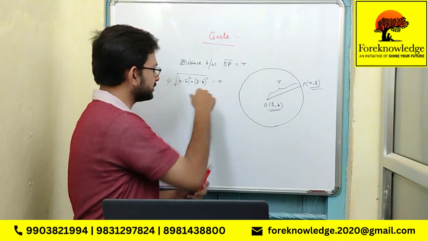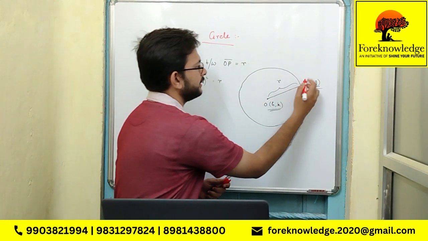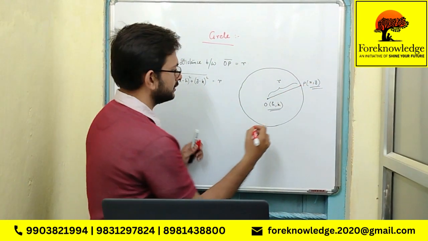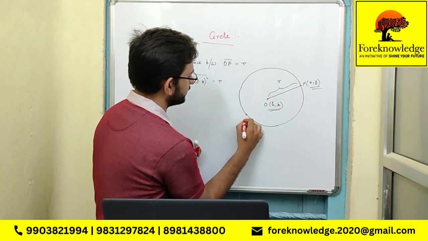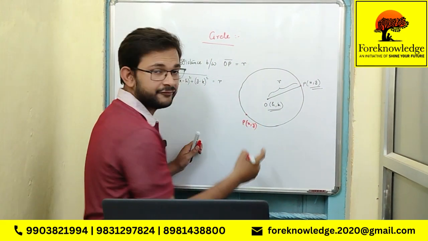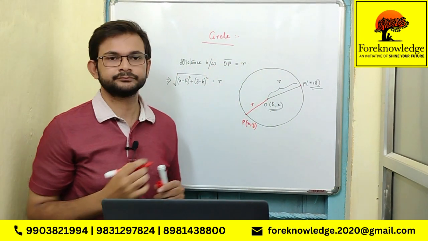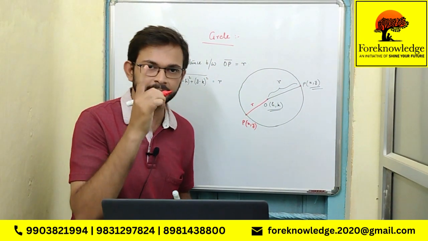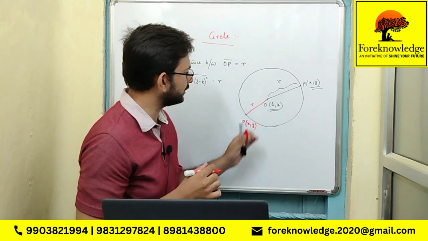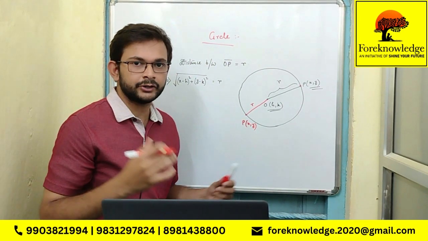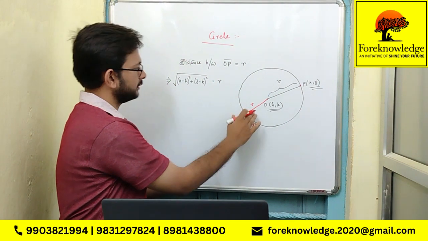This is always constant. I have written P here, but some other person can write P here. Even then, this distance is R. Maybe it does not look like R due to my extraordinary drawing skills, but it should be R.